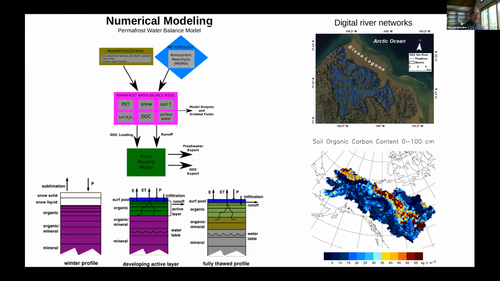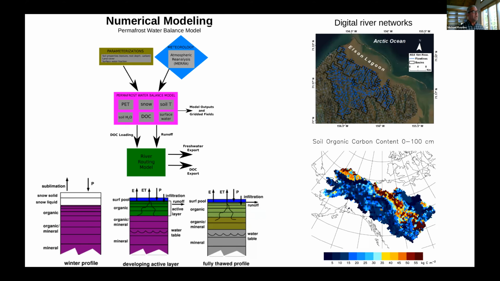The model outputs, the runoff, can then be ingested into a routing model, which will give us freshwater export and DOC export based on the latest updates to the model. And in the lower left there, you see a schematic showing that the model accounts for properties of organic soils, mineral soils. It's got an active layer component, physically based soil freeze-thaw, surface pool.